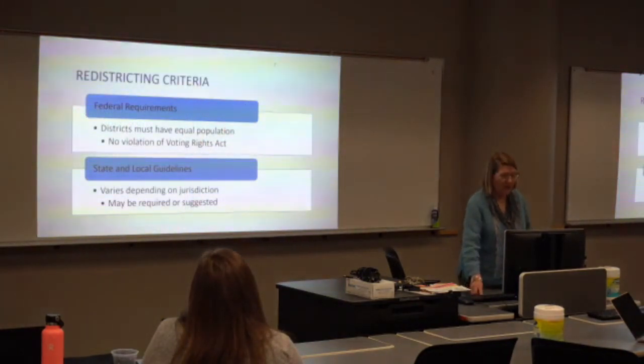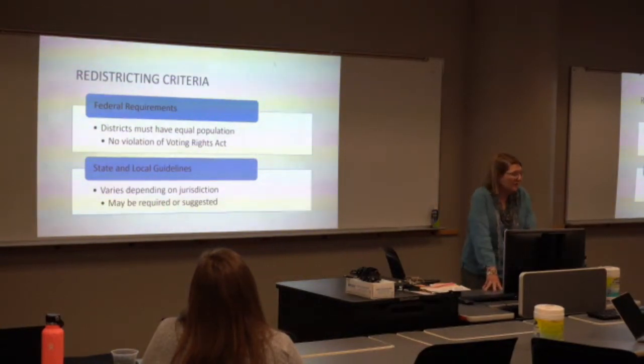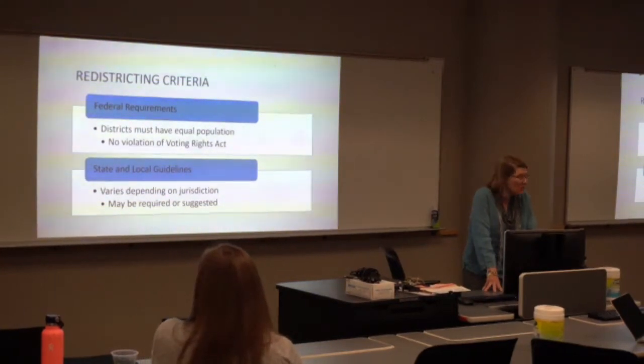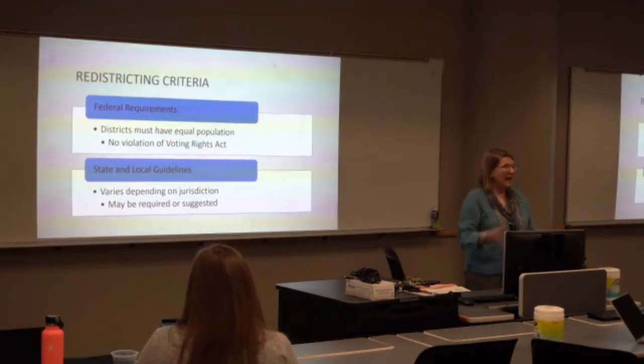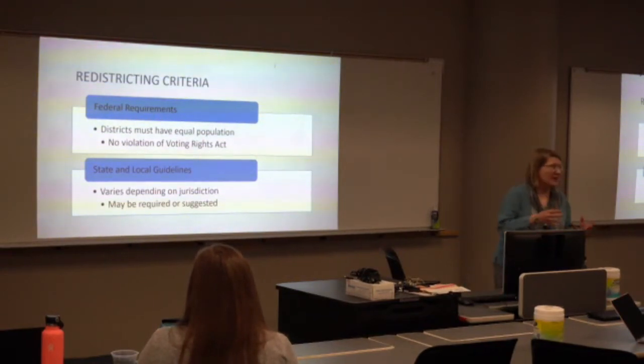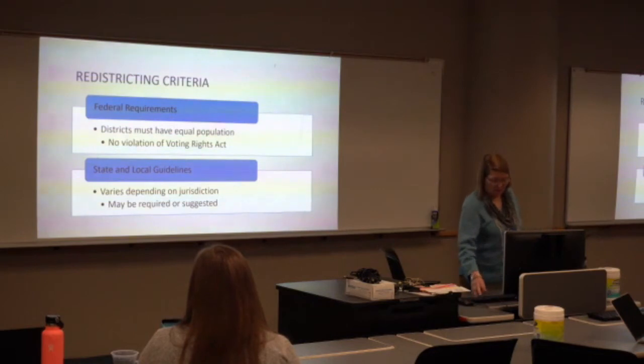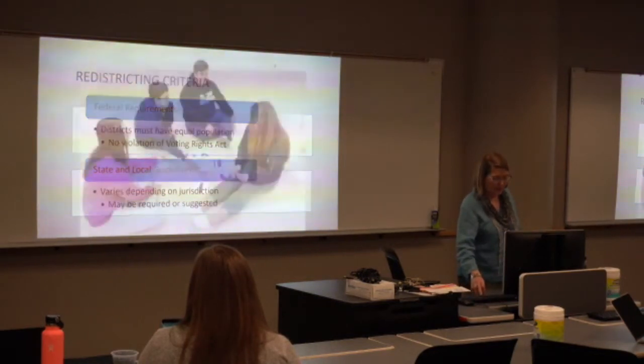And then we're going to talk here about the redistricting criteria. So the federal requirements are, of course, equal population and not to violate the Voting Rights Act. Those are the key things you have to start with. And then you're going to have different guidelines, not only for your state, but then also for other local jurisdictions as well.